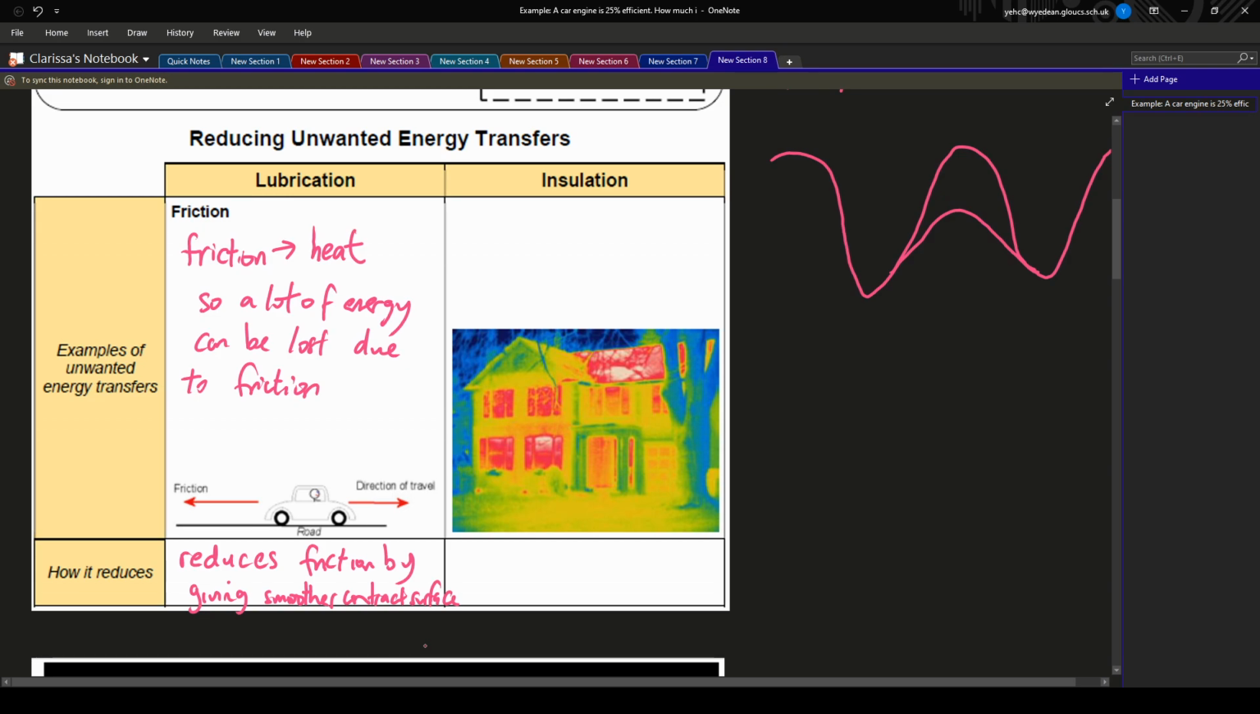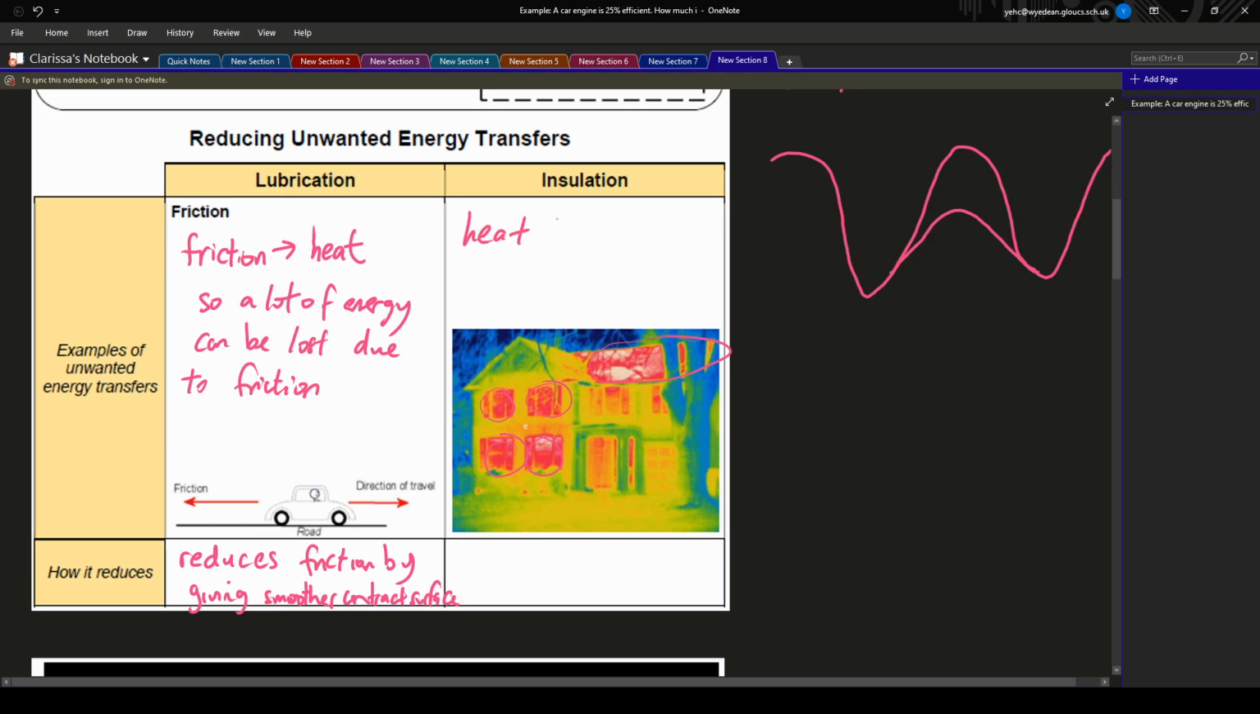Now the next thing is insulation. I have this picture here of a house taken with an infrared camera to show that if you look at the roof, the loft here, and the windows, there's a lot of energy loss coming from there. There's a lot of heat energy coming from there. So this house is losing heat energy as it's dissipating as heat. So that's why we have insulation.